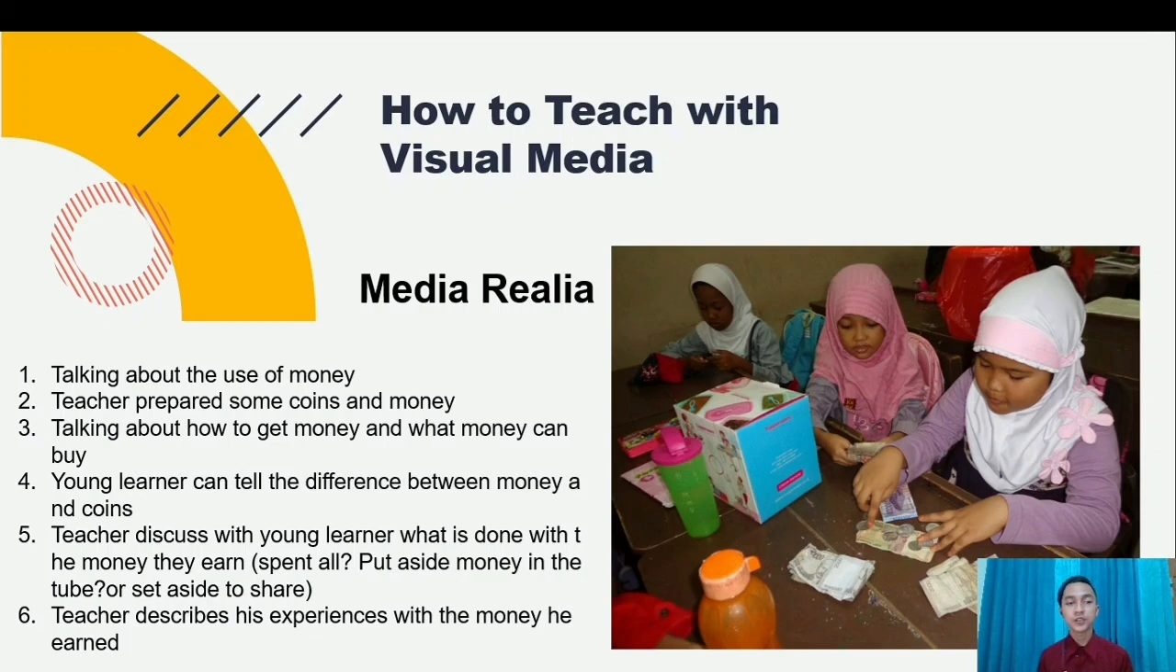And the fifth, the teacher discusses with young learners what is done with the money they earn, such as spend or put aside money in the tube or set aside to share. And the last is the teacher describes his experience with the money that he earned.